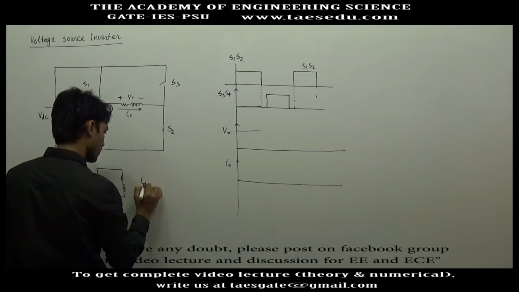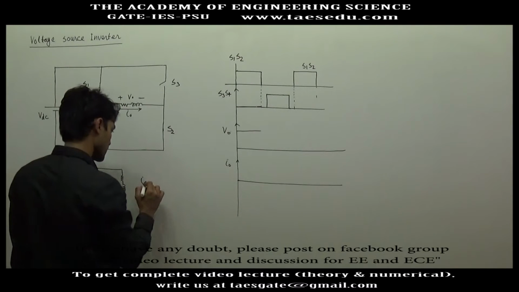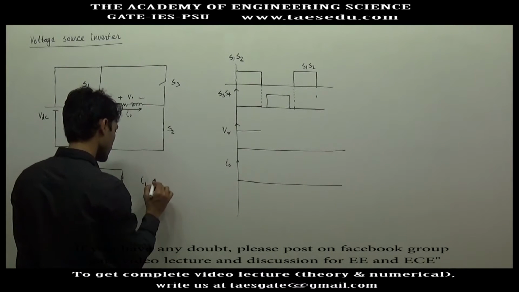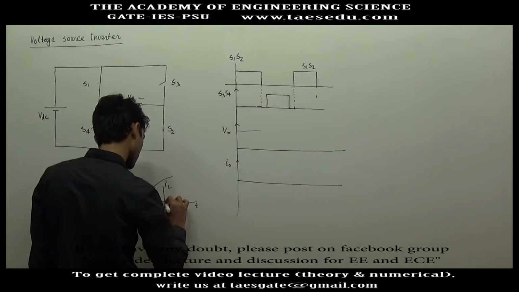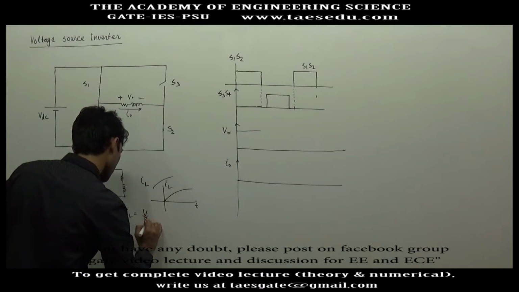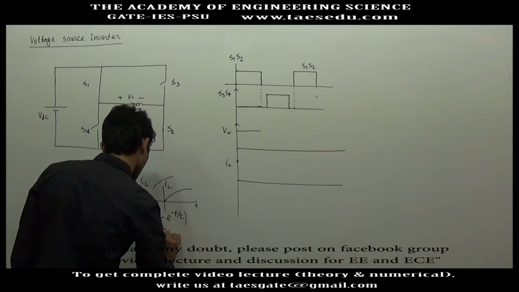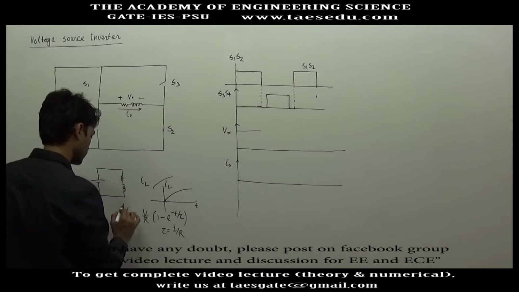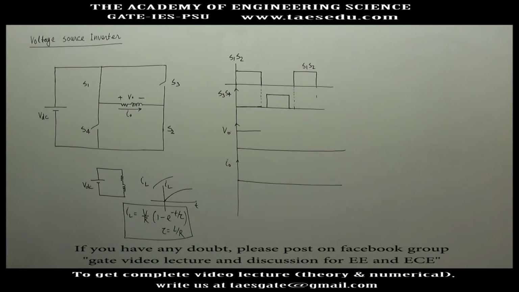So what will happen to the inductor current? Inductor current will start from 0. If you are starting this circuit from rest, inductor current will start from 0 and it will start rising. The graph of inductor current will be like this. This will be given by the formula IL equal to V divided by R into 1 minus e to the power minus t divided by tau, where tau equal to L by R. This equation we have already studied in the lecture of network, in the lecture of first order system.